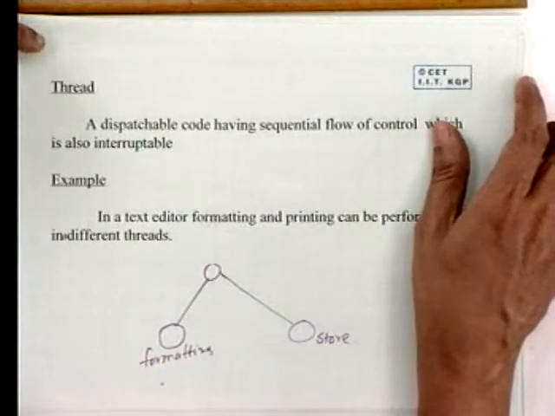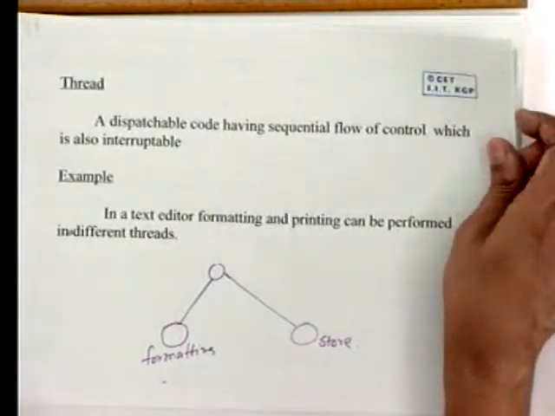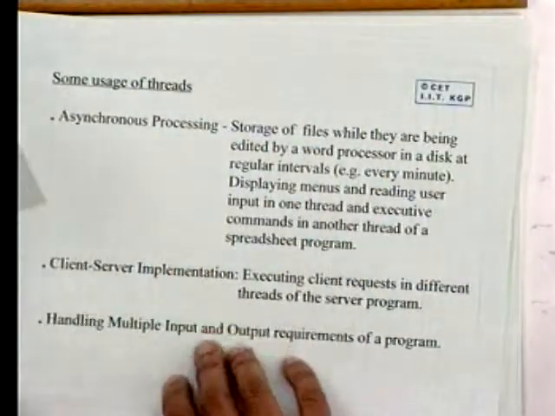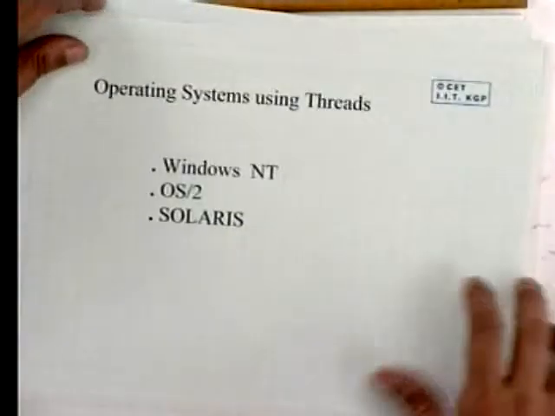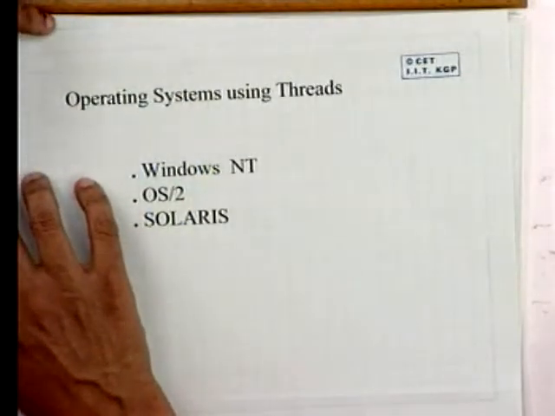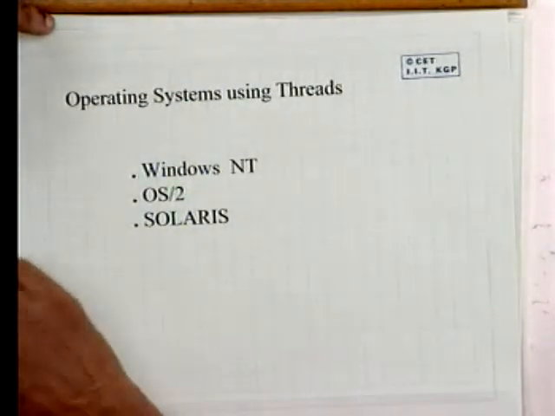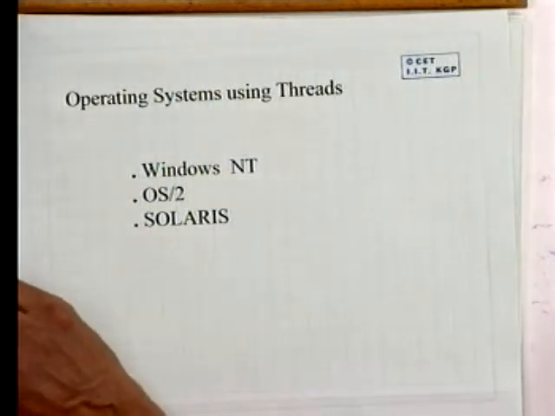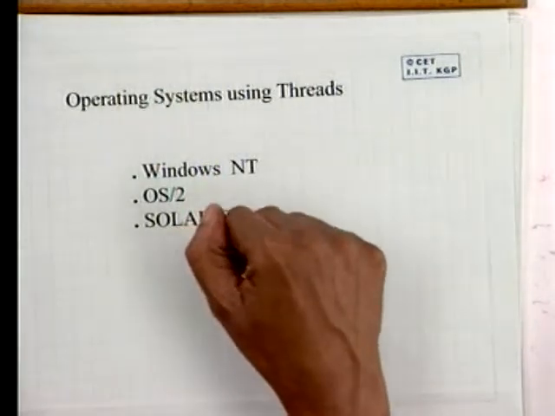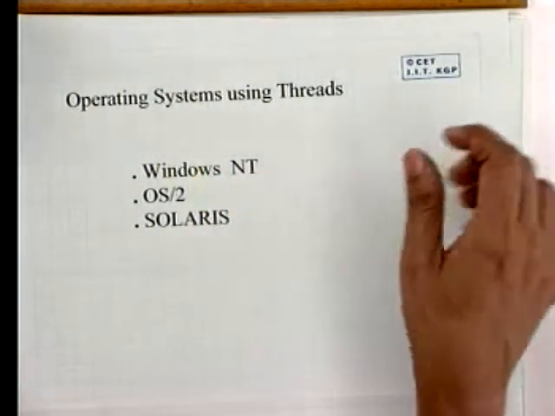Now, this idea of the thread is also being used in operating systems environments, and there are quite a few operating systems which rely on the concept of threads. Some examples are the classic Windows NT, which essentially uses multiple concurrently running threads to implement the operating system. OS/2 also supports threads. Solaris is a version of Unix by Sun, and that also supports the concept of threads.